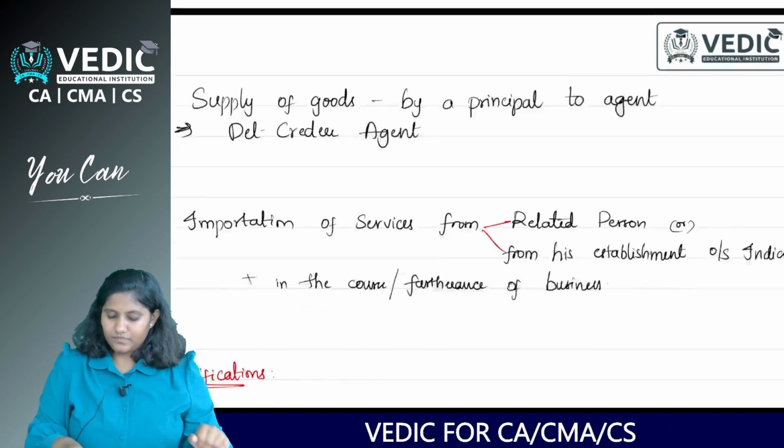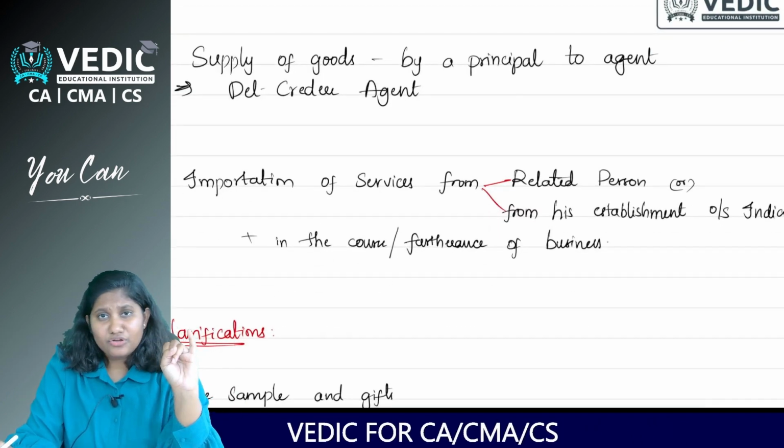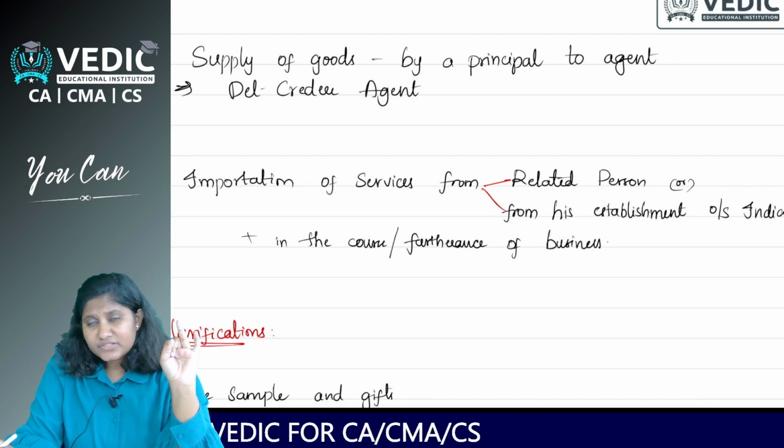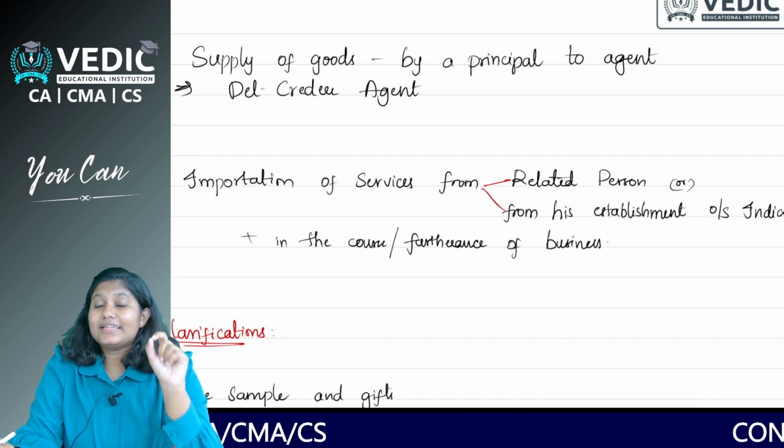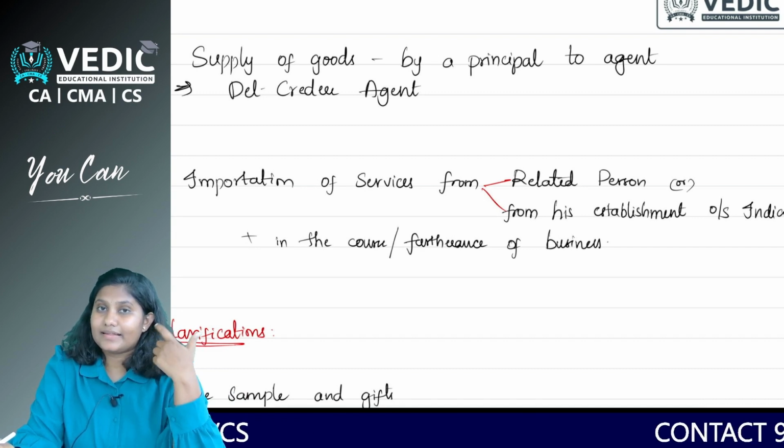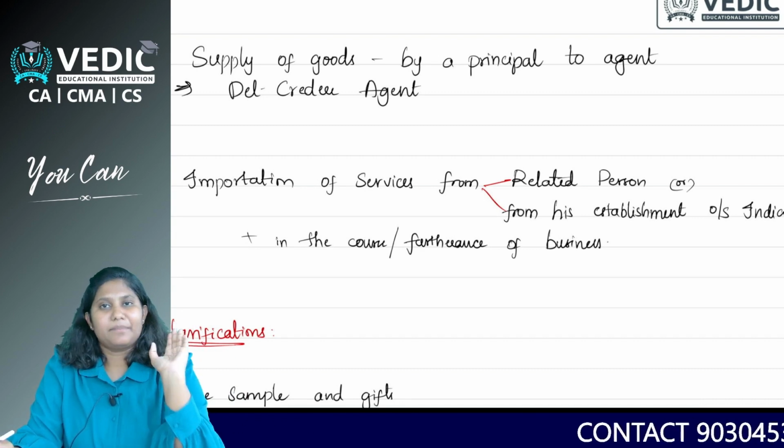Clear? See, the activity is there, transferring of goods in the course or furtherance of business, but consideration is missing. As 7(1) stresses, even without consideration, we will be considering it as supply. In these 4 cases, it is a supply.